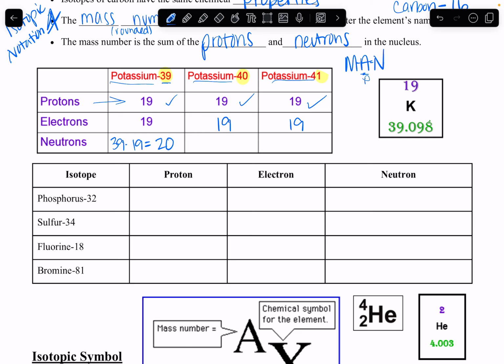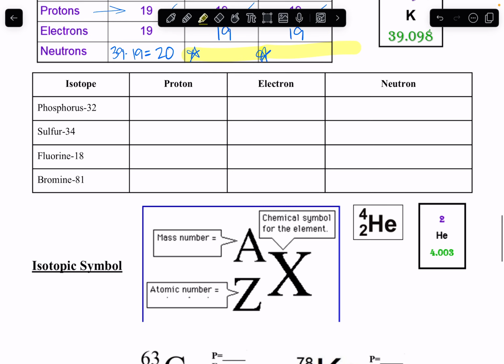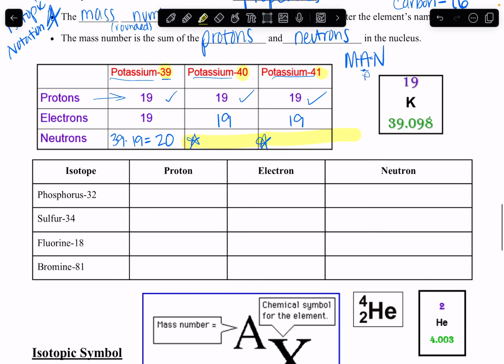All right, you do potassium 40 and 41. Go find how many neutrons it has. I bet you can do it. Y'all are so smart. Or I guess I can do it because there's a whole table down here. So if I look at potassium 40, I have 40 minus 19. That should give me 21 neutrons. Then for 41 minus 19, I should have 22 neutrons.